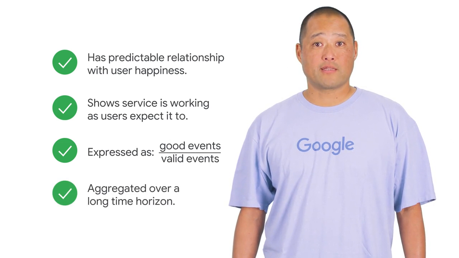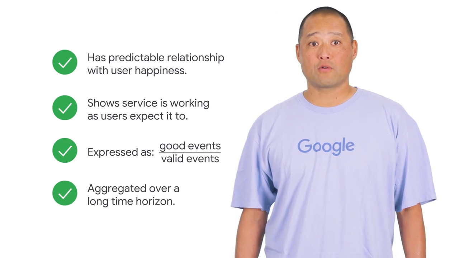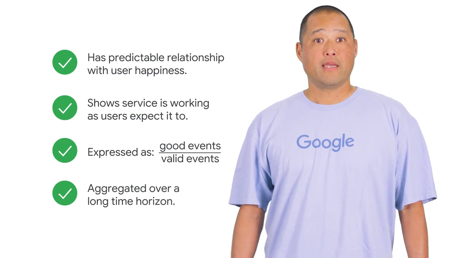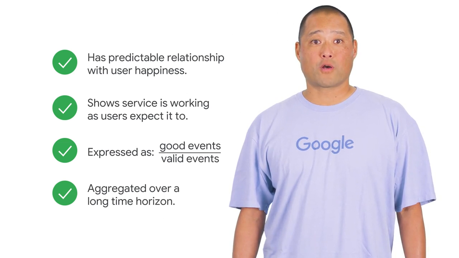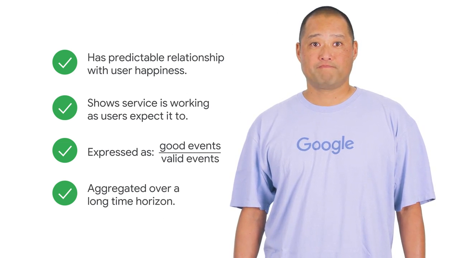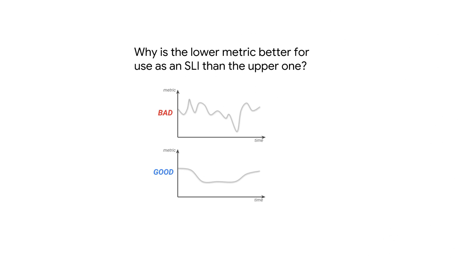Lastly, we suggest that the SLI be aggregated over a reasonably long time window to smooth out noise from the underlying data. It's easy to set a static threshold for too unhappy when your SLIs have all these characteristics. Let's see these rules of thumb in practice. Here we have two monitoring metrics that could potentially be used as SLIs. Why do you think the lower metric is better for use as an SLI than the upper one?